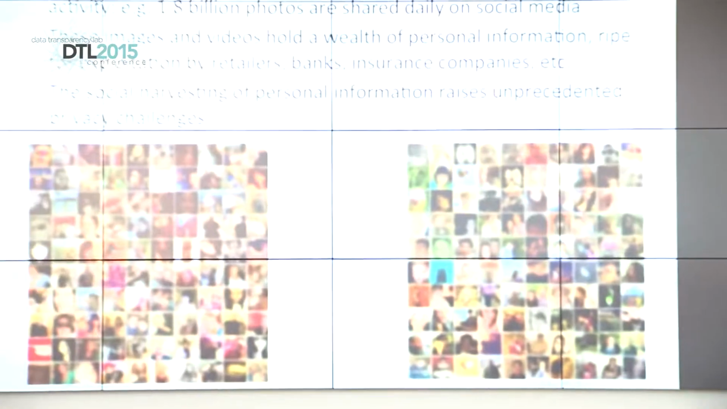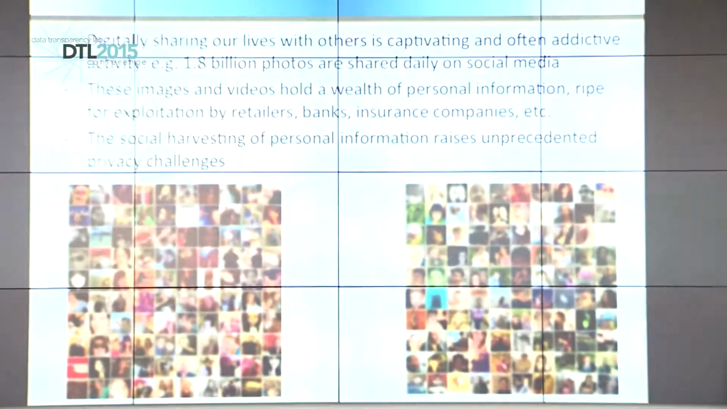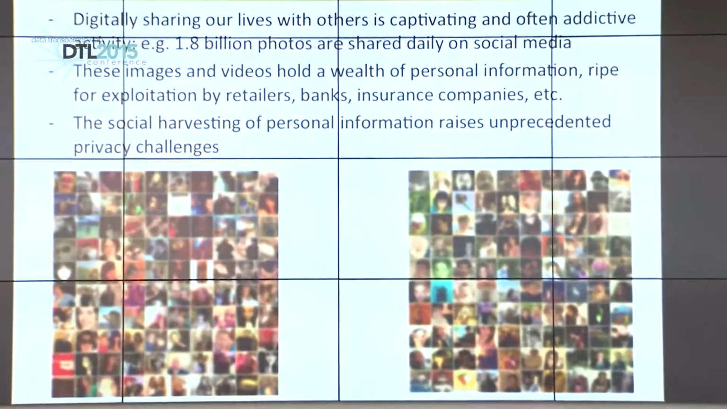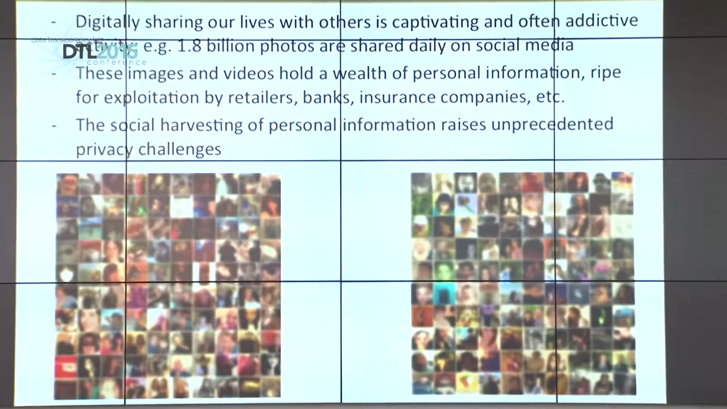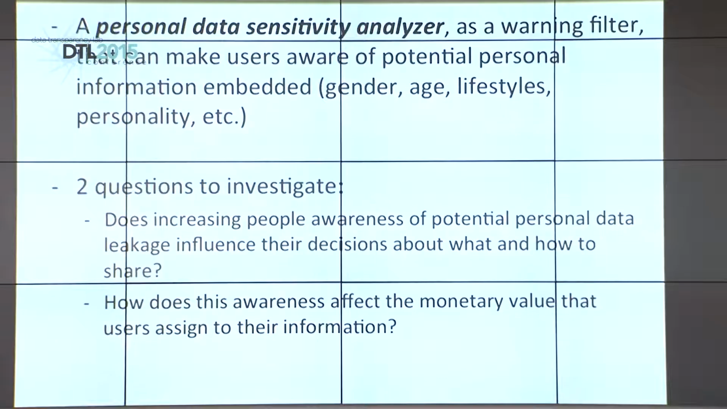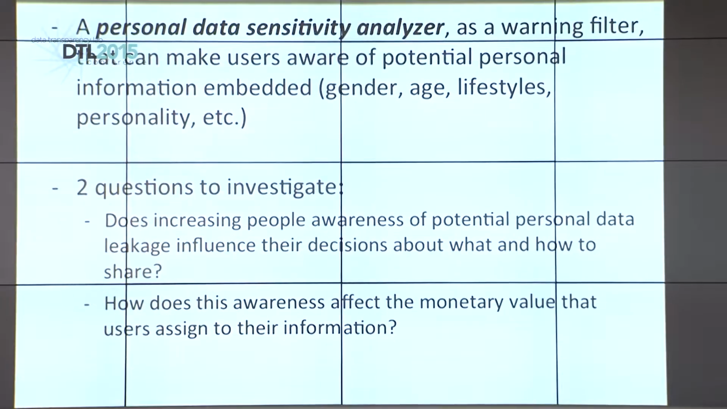These images and videos contain a lot of personal information, and they can be used by a lot of companies. They can be used for advertising, by insurance companies and banks and whatever, but they also raise a lot of privacy challenges. So the idea of our proposal is developing a personal data sensitivity analyzer. So it's a sort of warning filter that makes the user aware of the potential personal information that is embedded in the photos they are sharing online. So information like gender, age, lifestyle, personality, and these kinds of things.